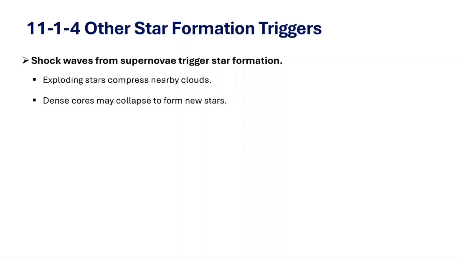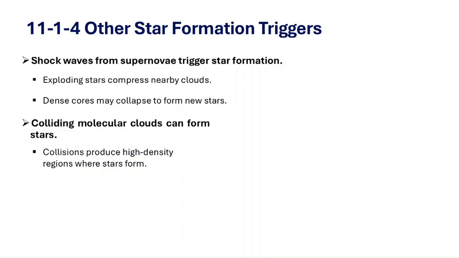But it's not only dying stars that can trigger star formation. Sometimes whole clouds collide, and that can also spark star birth. So when two massive molecular clouds collide, the gas at the point of contact gets squished together. It's just like two snowballs crashing into each other. The overlapping part becomes denser than the rest. And these high density regions often become the seeds for multiple new stars forming simultaneously.